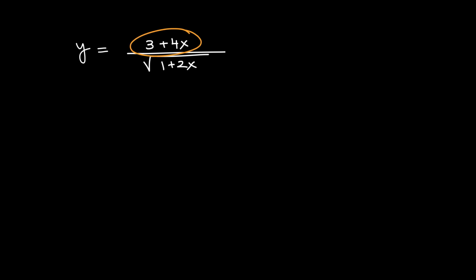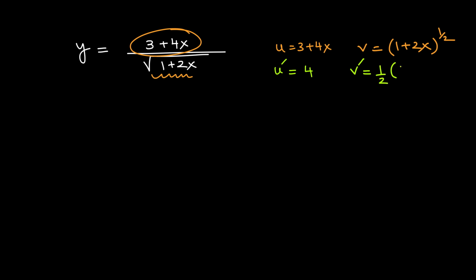The numerator is u, 3 + 4x. The denominator is v, (1 + 2x) raised to the power of half. Differentiate. u prime is simply 4. v prime, according to the chain rule, is half (1 + 2x) to the negative half, and don't forget to multiply by the internal derivative, which is 2, which simplifies to 1 over the square root of (1 + 2x).